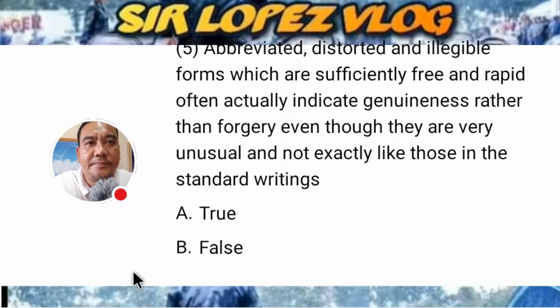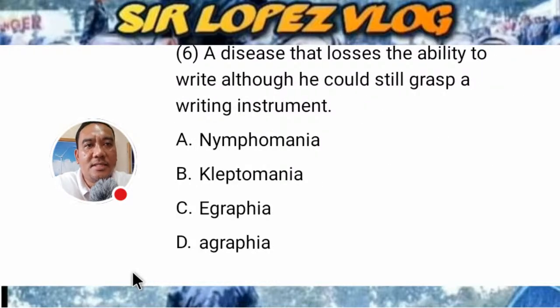Number 6. A disease that loses the ability to write, although he could still grasp a writing instrument. Okay? The disease loses the ability to write. A. Nymphomania. B. Kleptomania. Letter C. Egraphia. Letter D. Agraphia.